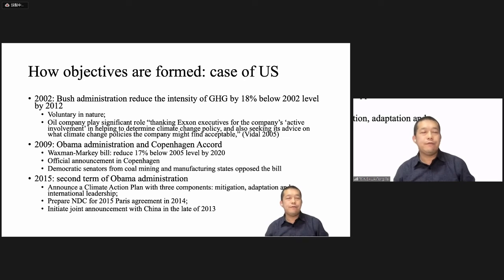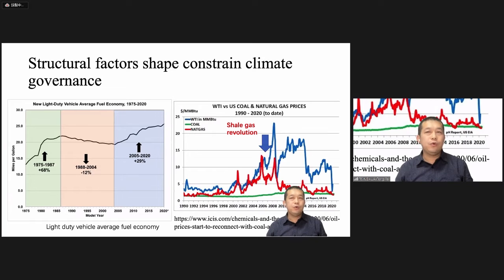So generally, this is a brief history of how objectives were formed in the United States in the past two decades. If you look through this, you will find that before 2013, there was no formal domestic climate policy in the United States. Most of the climate policy came after 2013, especially in the second term of the Obama administration. And why does this happen? We argue that it is because structural factors shape and constrain climate governance.